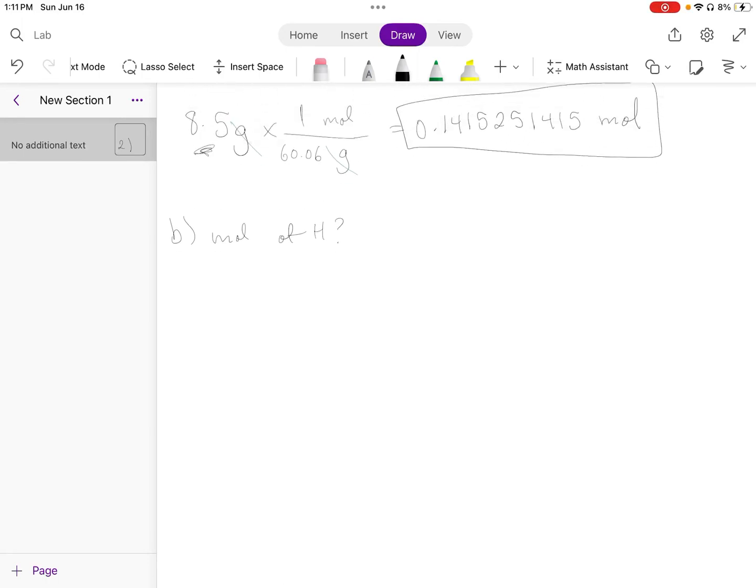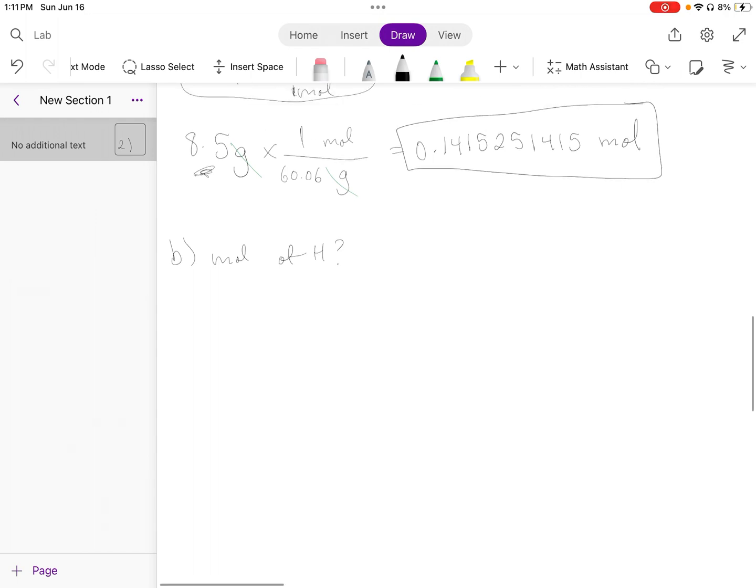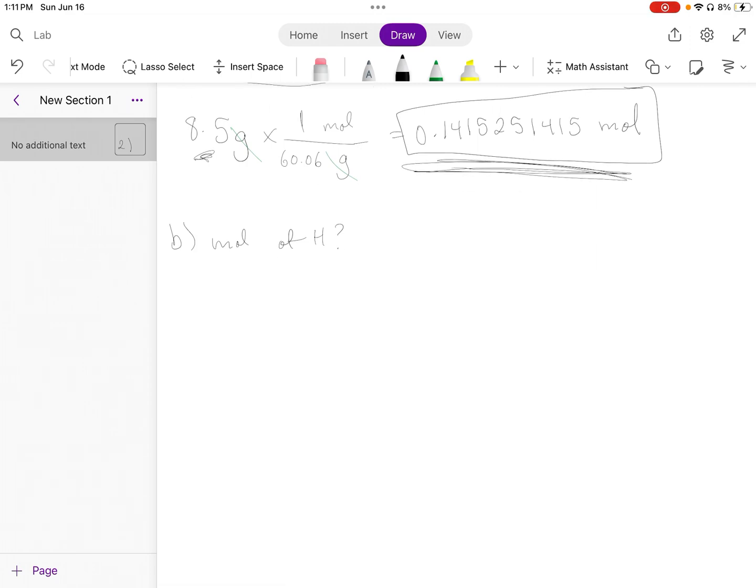Okay, so 4B wants to know how many moles of hydrogen atoms there are. We already know how many moles of acetic acid we have, which is the first step, right? That's good. So let's just write down again, acetic acid.